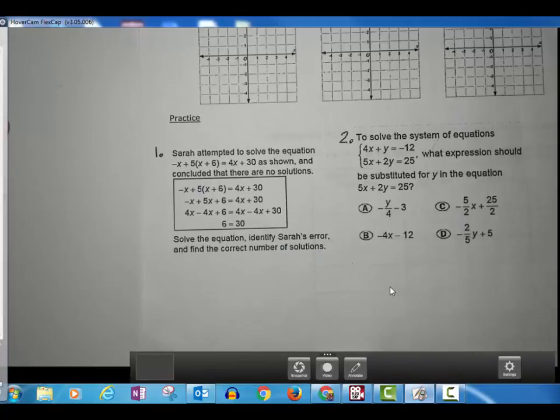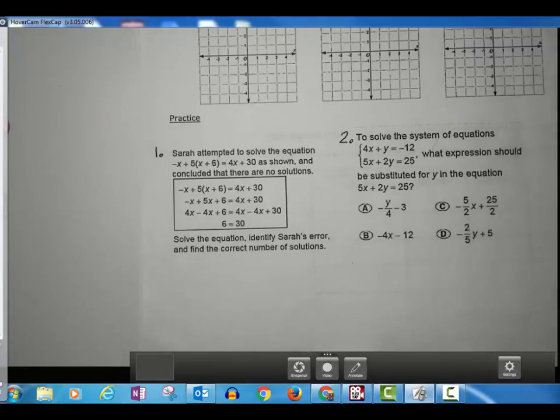Alright, the next one. To solve this system of equations, you have 4x plus y equals negative 12, and then you have 5x plus 2y equals 25. And it's asking you which expression could be substituted for y in the equation 5x plus 2y equals 25. Well, what it's really asking is, what can I substitute in for the y to actually make this work using the method of substitution?